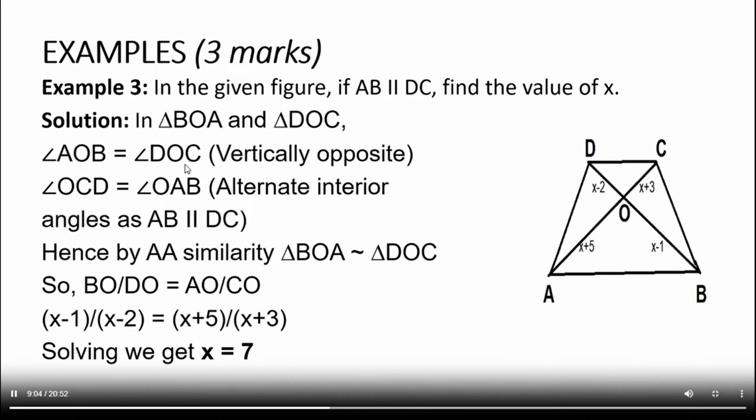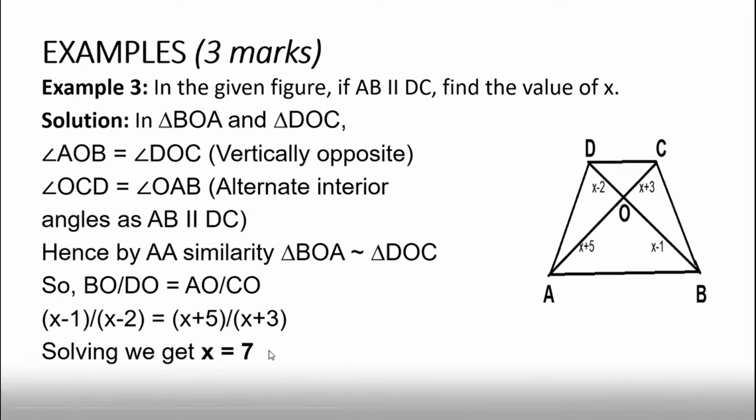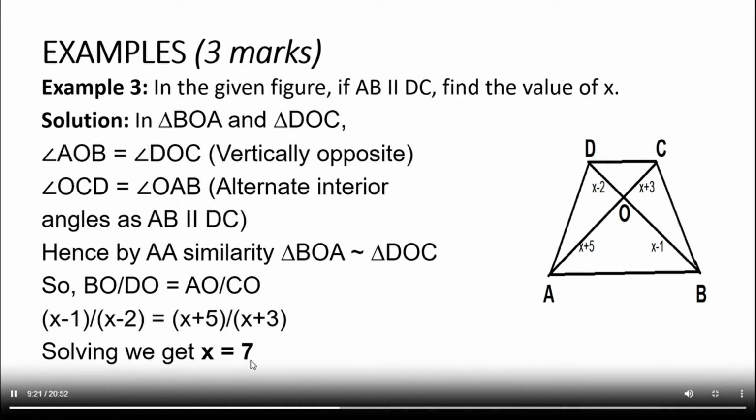Since it is similar, the ratio BO upon DO is equal to AO upon CO. The ratio of sides will be equal. Now just putting the values, we have x minus 1 upon x minus 2 is equal to x plus 5 upon x plus 3. Solving, we get x is equal to 7.